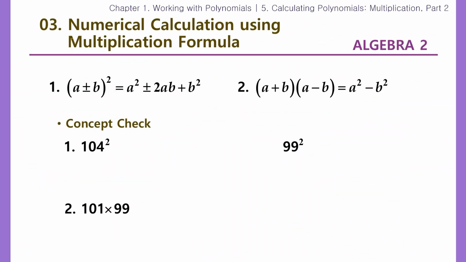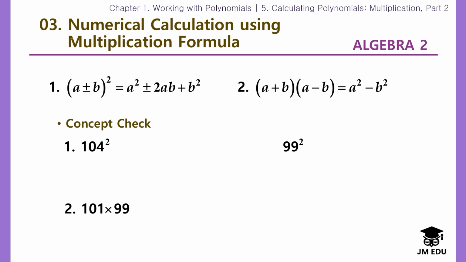In this lesson, we're going to talk about numerical calculation using multiplication formula. If we have (a plus b) squared, binomial square, it is equal to a squared plus 2ab plus b squared, right? If it's a minus b, the middle term is minus 2ab. And we also know that (a plus b) times (a minus b) is equal to a squared minus b squared, right? So using this formula, we're going to calculate these numbers right here.